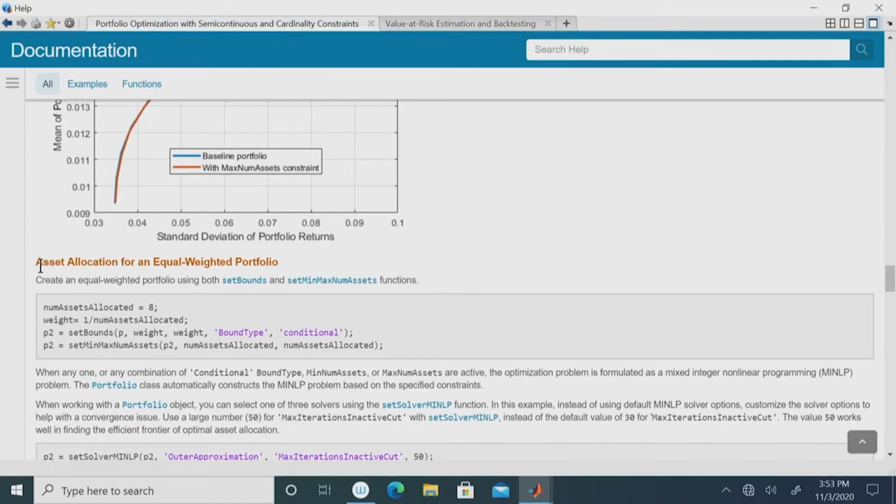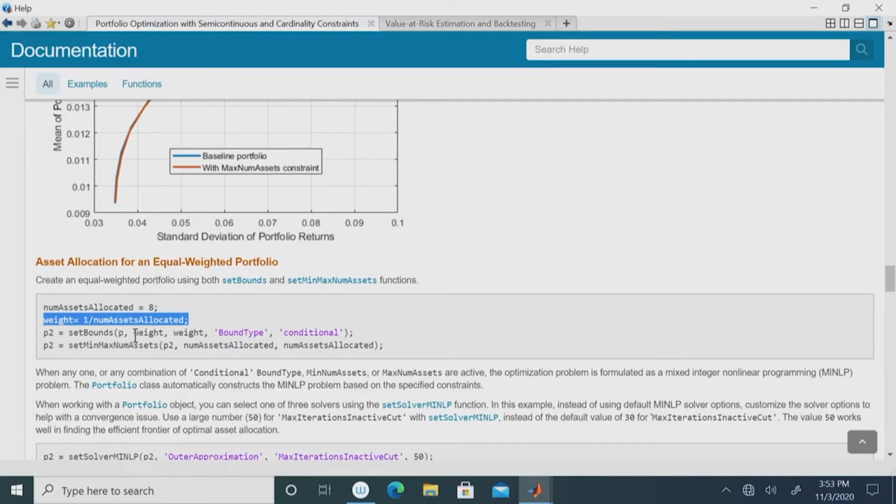Okay, so now let us look at an equal-weighted portfolio. We can create an equal-weighted portfolio by using both setting bounds as well as the min-max number of asset functions. Suppose that we have the number of assets equal to 8, and then the weights will be 1 over the number of assets to be allocated. So each individual asset will have a weight of 1 over 8, and then we set the bounds.